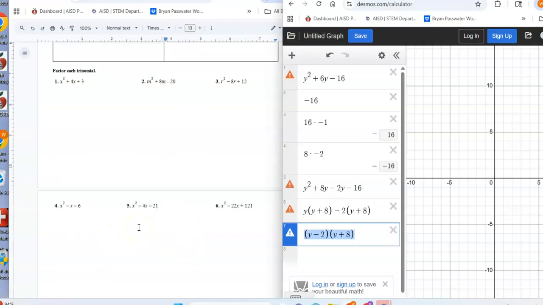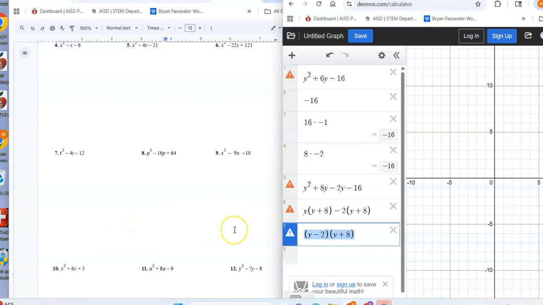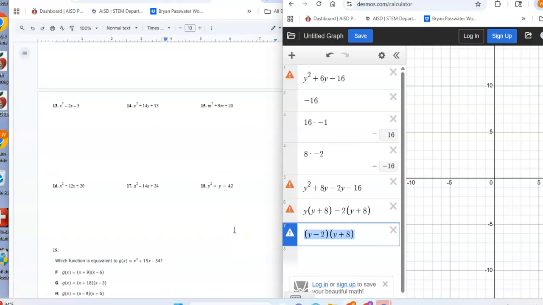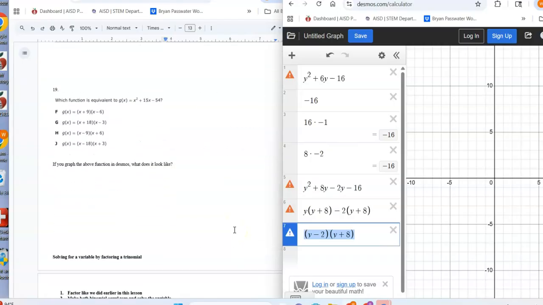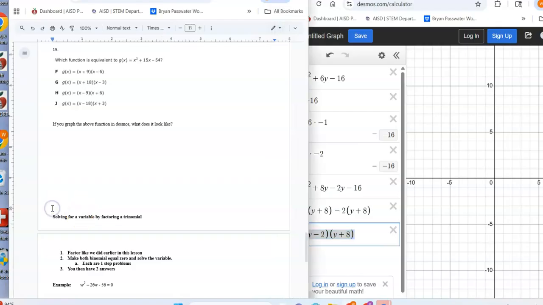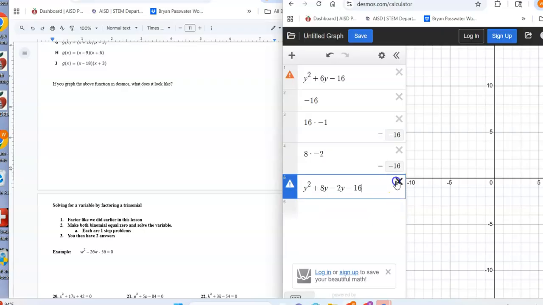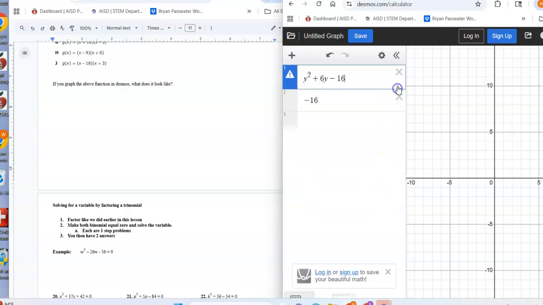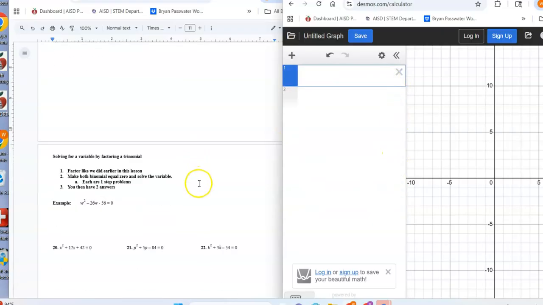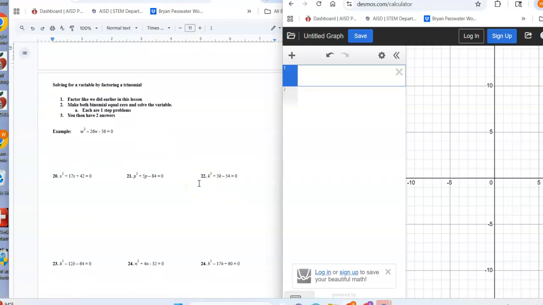If you feel like I went too fast or the way I'm doing it doesn't work for you, you can Google this. There are hundreds of videos and websites about this, because this is one of the most tested things in the SAT and TSI. If you take pre-calculus, you're going to see this all the time too.